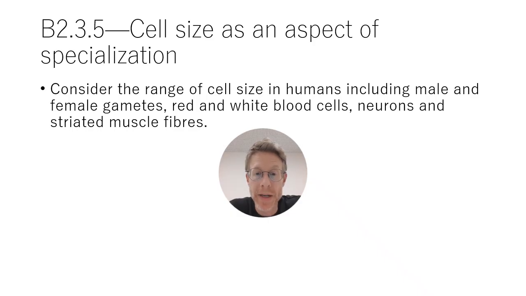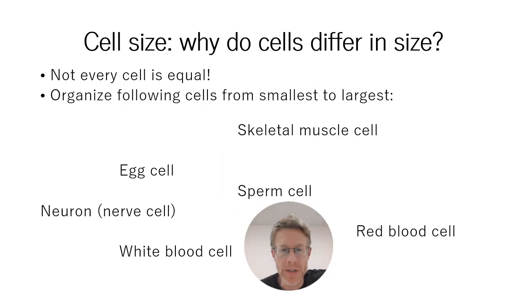So one aspect of specialization is to specialize to be different sizes. And there's a huge range of sizes in our cells. So what do you think? Which one do you think is smallest in this list of cells here? Which one do you think is biggest?